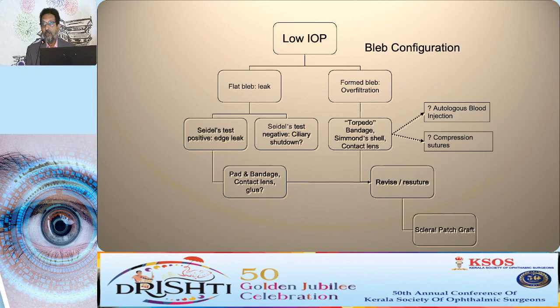You can use Simmons shell, which is just designed for that. You can use a large diameter contact lens again, to put a little bit of pressure over the bleb. And you can try fairly innocuous interventions like autologous blood injection and compression sutures. If these don't work, then you have to go and revise and resuture or find out why it's overfiltering. And sometimes you may even have to go on to doing a scleral patch graft.